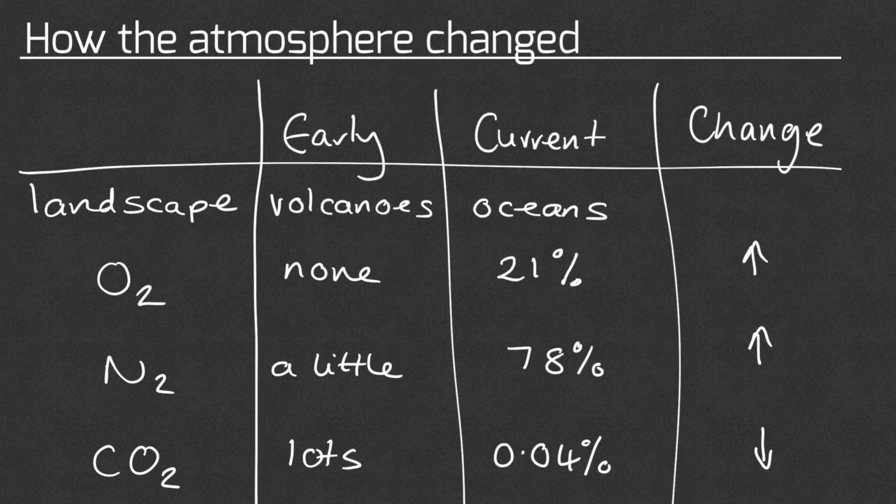You need to be able to recreate this table in your exam. You need to know what the landscape of the early Earth was like and the landscape of the current Earth. You need to be able to describe how much of each gas was present in the early atmosphere and give the percentages for the amount of gas in the current atmosphere, and say how those gases changed between the early and the current.